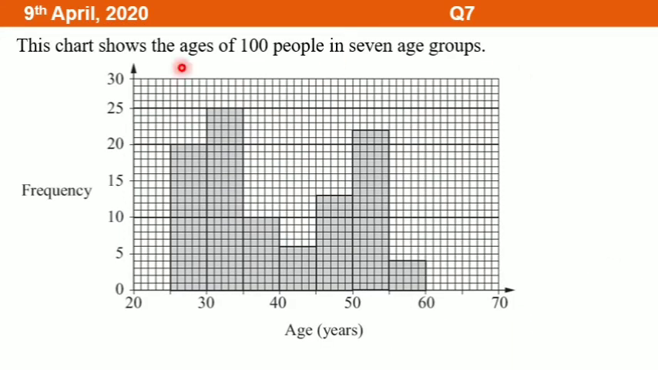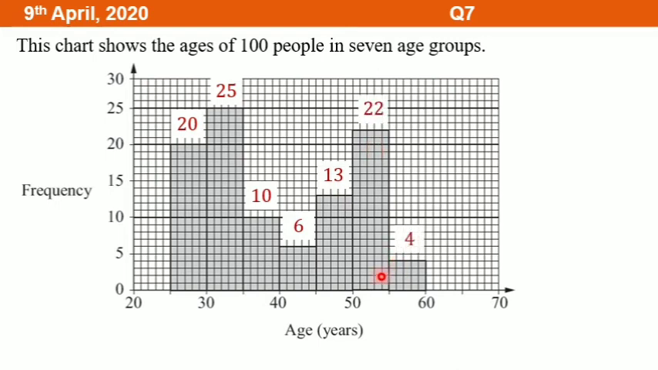Continue to question 7. This chart shows the ages of 100 people in 7 age groups. So now let us observe this chart first. This is 20 until 30. So the number in between will be 35. The frequency will be 20. This one, the frequency is 25. This frequency is 10. This is 6, this is 13, this is 22, and this one is 4.